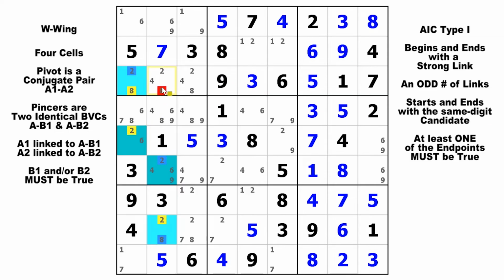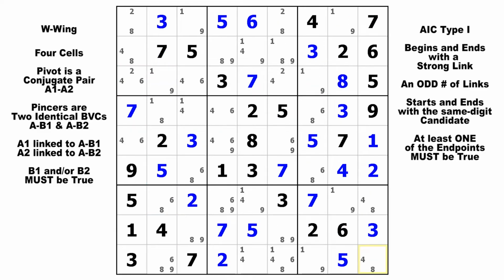That candidate 8 is false. All right, next. Okay, here in this puzzle our conjugate pair is in row 5 on candidate 9. Those are the only two 9s in row 5. So we've got A1 and A2, and then we've got AB1 and AB2. Those are our two pincer cells of 8 and 9 and 8 and 9.